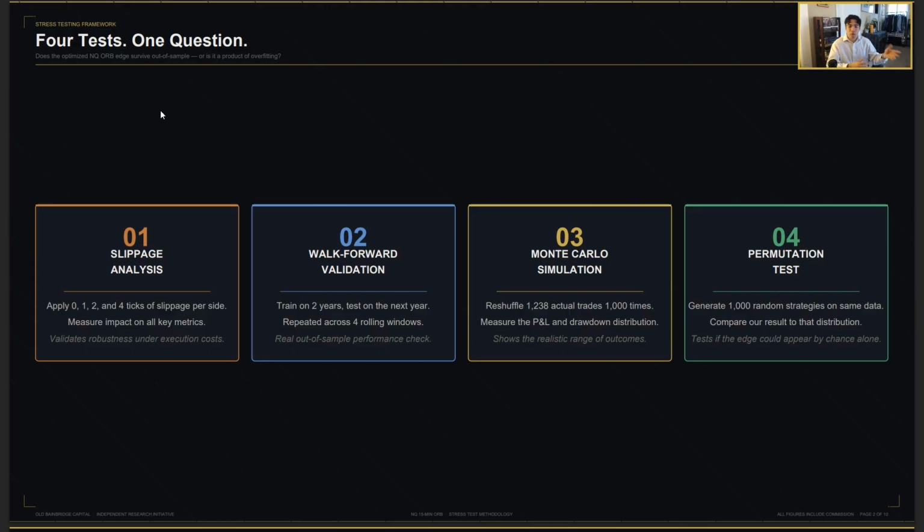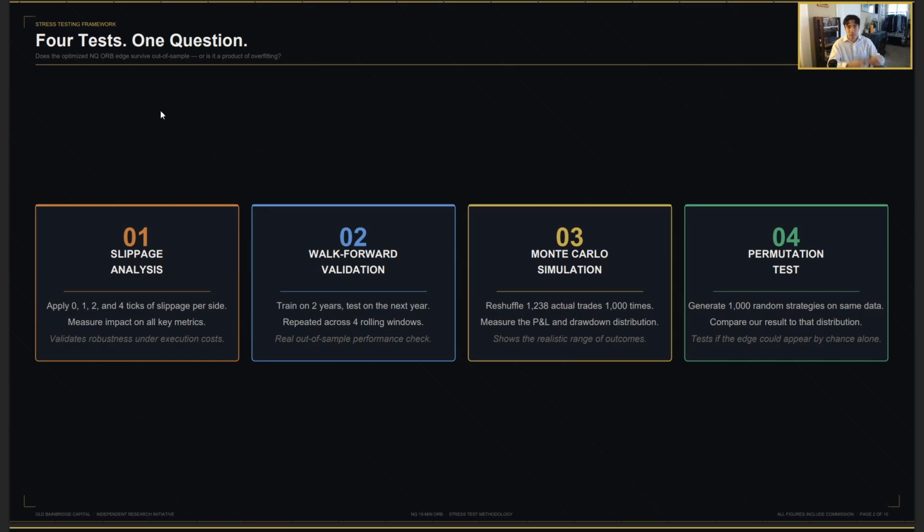Monte Carlo simulation is where we're going to be reshuffling all of our actual trades 1,000 times over. This measures the P&L and the drawdown distribution. This shows us essentially where our P&L and our drawdown land in a world of 1,000 different simulations where the strategy was executing trades. This shows the realistic range of outcomes.